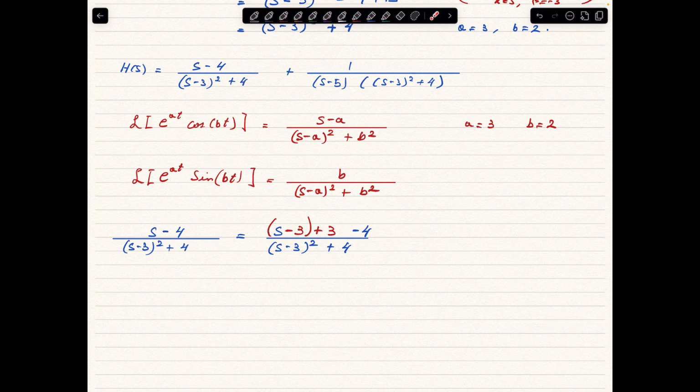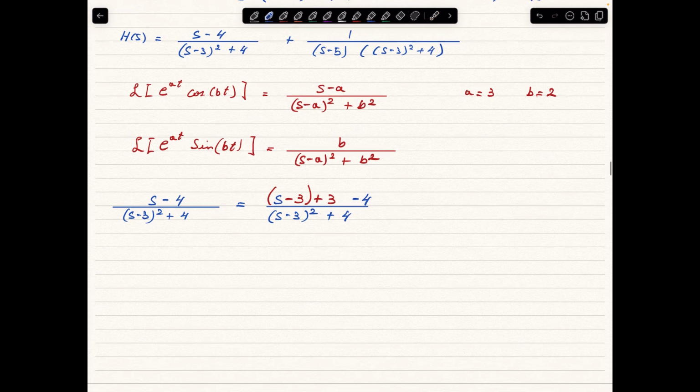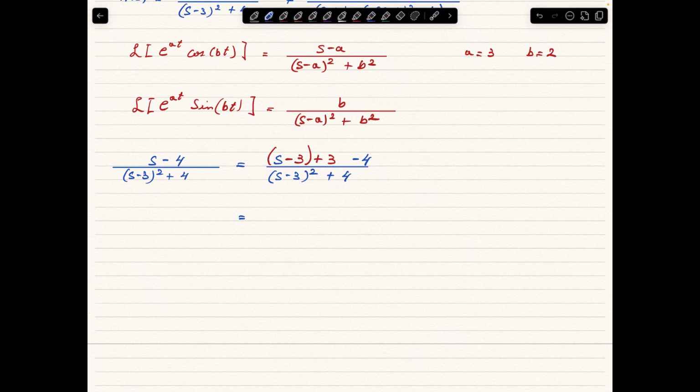split the numerator right here into two fractions, and then we have exactly what we want, s minus 3 over s minus 3 squared plus, let's put it 2 squared, and here plus, what is this over here? Well, that is a negative 1, isn't it? So minus 1 over s minus 3 squared plus 2 squared.